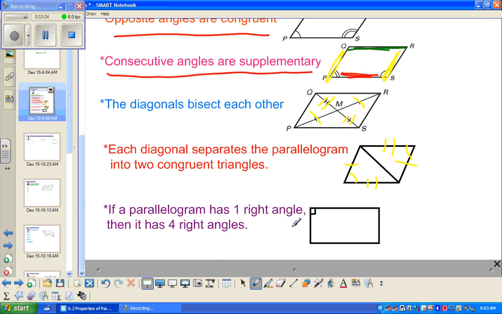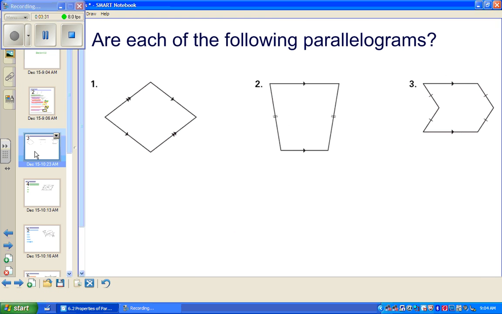And then if a parallelogram has one right angle, then it has four right angles. So if you know a parallelogram has one right angle, then all four must be right angles. You know this because opposite angles are congruent, and adjacent or consecutive angles are supplementary. So if that's 90, that has to be 90. If this is 90, this has to be 90. So make sure you have all those written down.